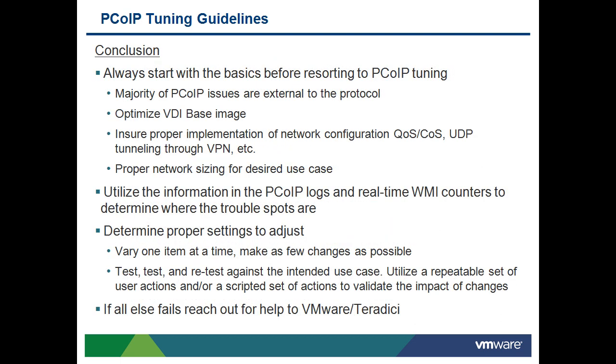So in conclusion, always start with the basics before resorting to tuning the protocol itself. Make sure the network is tuned, make sure the image is optimized. Most of the PCoIP issues that people see with bandwidth have nothing to do with PCoIP. I shouldn't say bandwidth, but poor performance of the protocol have nothing to do with PCoIP itself and everything to do with the environment that it's running in.